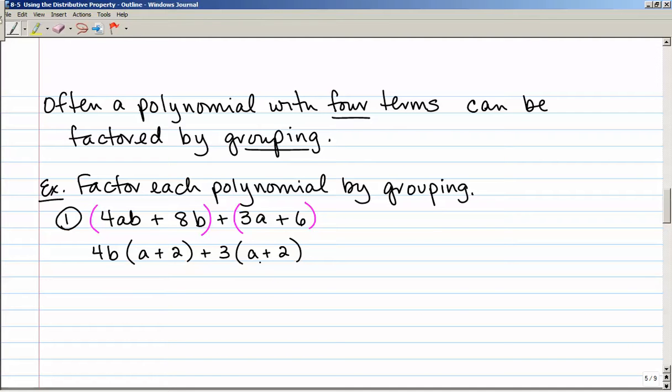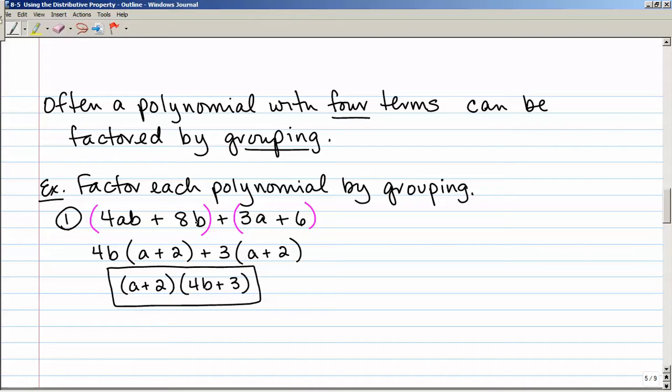So what I'm going to do is basically factor the a plus 2 out of each term. So each term has an a plus 2, and what I'm left with is 4b plus 3. That's how we factor by grouping.